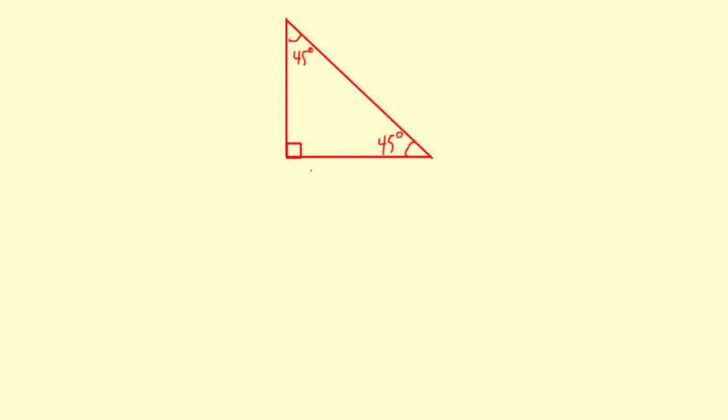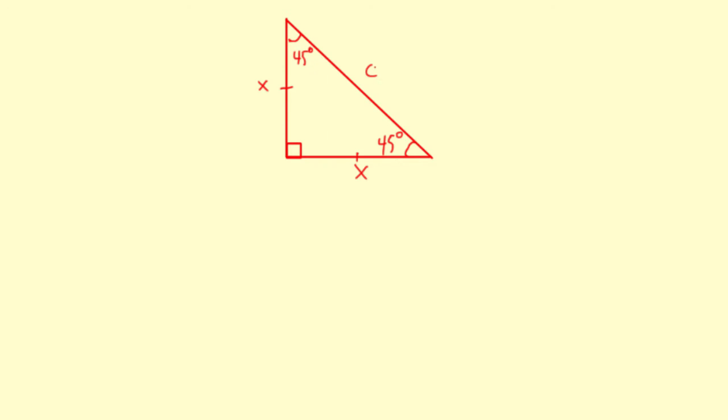So the big picture for this lesson is isosceles right triangles and their side length ratios. I'm going to use the Pythagorean theorem to show you how that works. So since it's isosceles, the two legs have the same length. I'm going to put x.